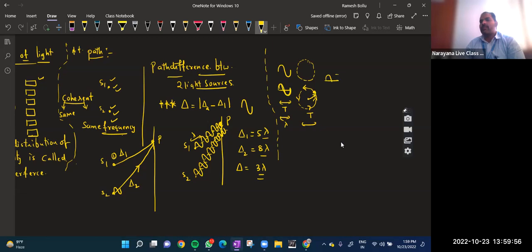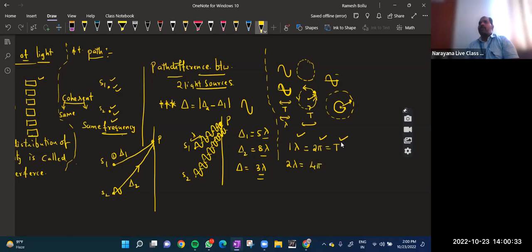If one wave is produced, I am asking you, what is the angle rotated by this radial vector? 360 degrees, right? So I can write one statement: one wavelength equals exactly 2 pi radian phase difference, one time period. The time difference, phase difference and path difference can all be interconnected. If two waves are produced, how many degrees of angle can it rotate? 4 pi.